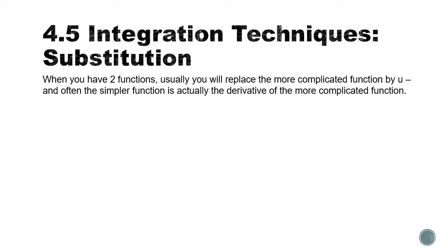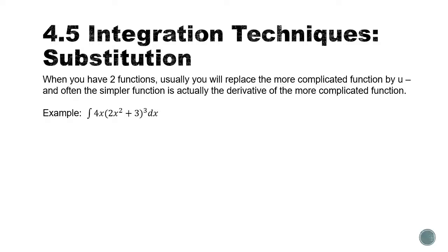When you have two functions that make up the one thing you're taking the integral of, you're going to replace the more complicated function by u. And often you're going to find that the simpler function is actually the derivative of the more complicated function. And things will cancel out and it works really nicely. Let's see how this works.